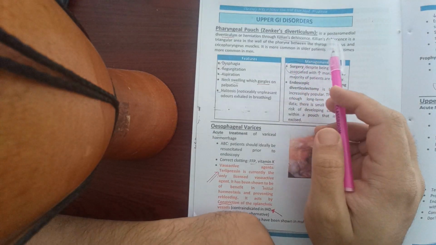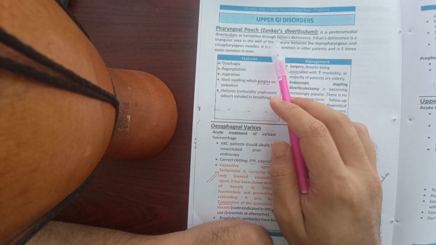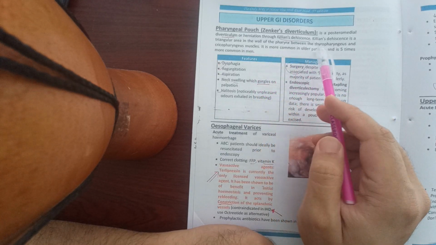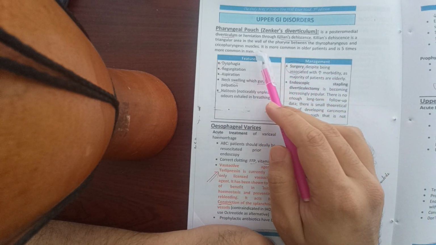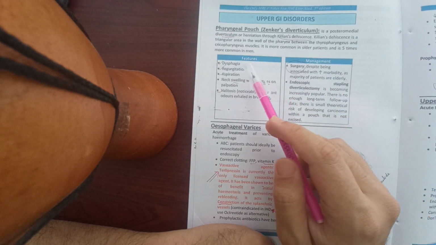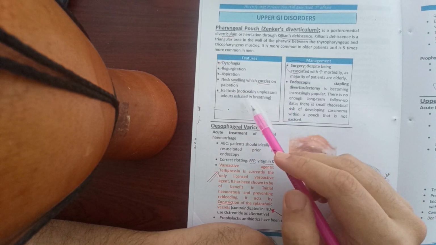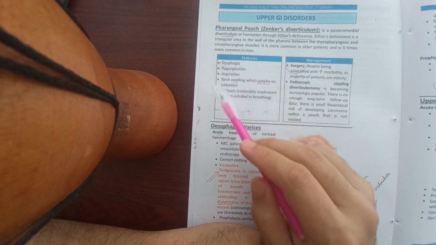Zenker's diverticulum is a posteromedial diverticulum or herniation through Killian's dehiscence. It's a triangular area in the wall of the pharynx between the thyropharyngeus and cricopharyngeus muscles. It's more common in older people and is 5 times more common in men. So what are the features you see? Dysphagia, regurgitation, aspiration, neck swelling which gurgles on palpation, halitosis.